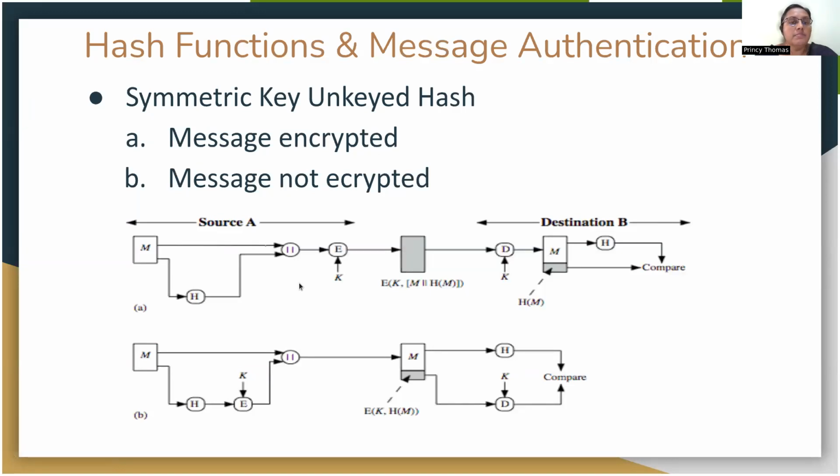This message hash appended block is then encrypted using, since it is symmetric key, the secret key, and it is sent to the destination. At the destination, the block that was received is decrypted with the secret key, and then we once again use the message portion of the decrypted message to find the hash and check whether both hashes are the same. If they are the same, there is no tampering in the message and the message is authenticated.